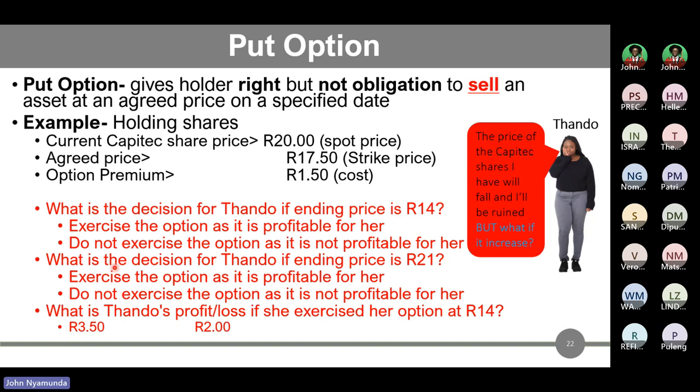So, two options: exercise, not exercise. I'm expecting everyone to say something. Ladies and gentlemen, this is not a calculation, so I'm expecting everybody to say something. Two options: exercise, do not exercise.